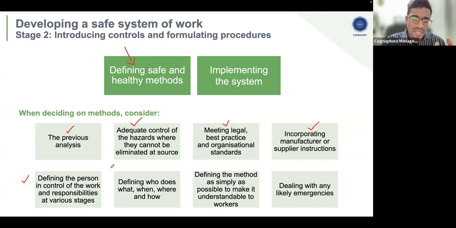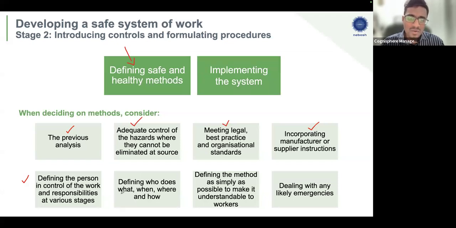So you are going to clearly assign the different people who would be involved, what are the roles and responsibilities. So what is the role of the store manager? Okay, what is the role of the supervisor, or what is the role of the forklift truck operators? So all this will be clearly defined within your safe systems of work.